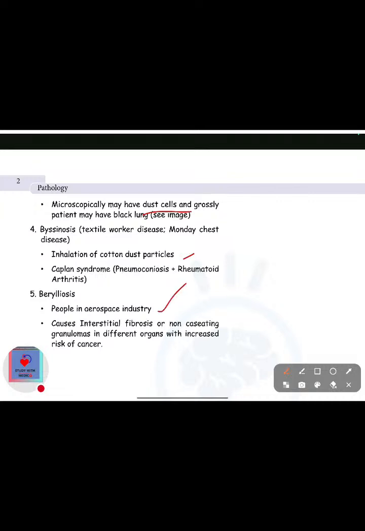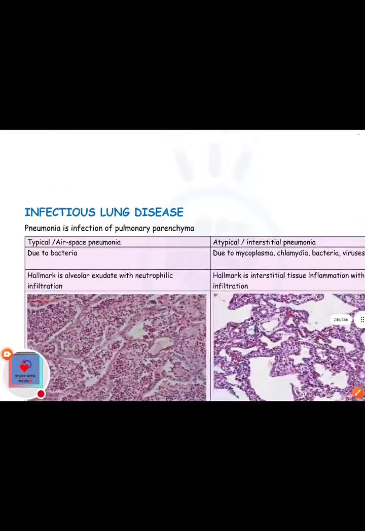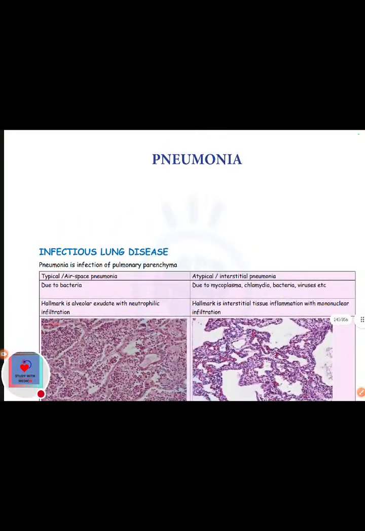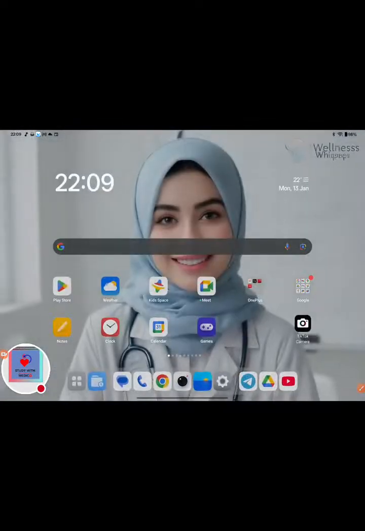Talking about berylliosis: it occurs in people in the aerospace industry and causes interstitial fibrosis and non-caseating granulomas in different organs, with increased risk of cancer. This was all about your pneumoconiosis.